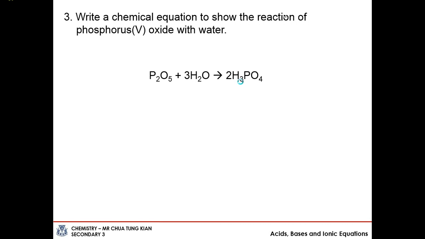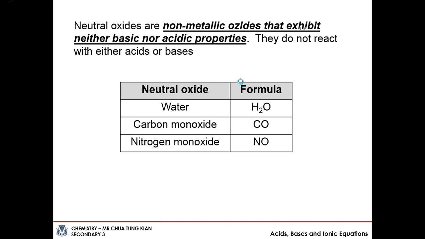So other than the acidic oxides, basic oxides, and amphoteric oxides, there is still one more class of oxides which is pretty boring, and we call this the neutral oxides. They are non-metallic oxides that do not exhibit either acidic or basic properties. Hence, they are called neutral oxides. So water is a neutral oxide, carbon monoxide, nitrogen monoxide. Carbon monoxide is a neutral oxide because it is insoluble in water as well. So when it can't dissolve in water, there will be no H plus, no OH minus. It can't behave like an acid, it can't behave like a base. So it is classified as a neutral oxide.